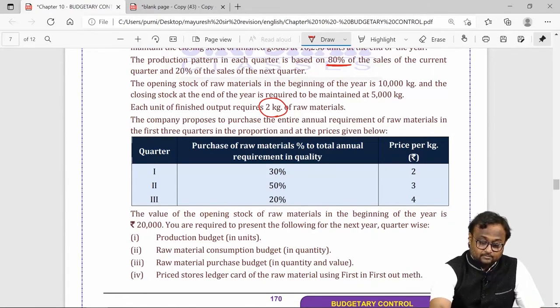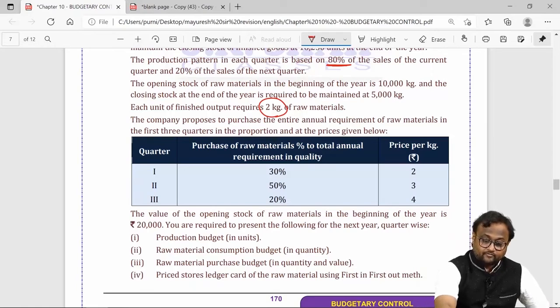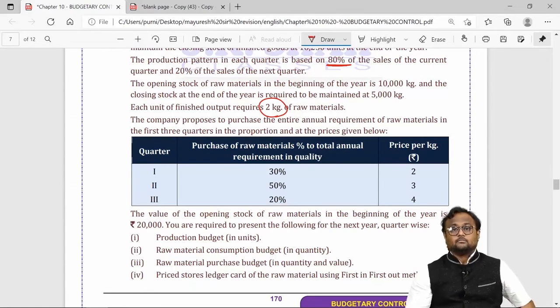Out of that, 30% in the first, 50% in the second, 20% in the third. You will get the quantity to be purchased in the first 3 quarters. Multiplied by 2, 3, 4, it will give you the total cost of purchase. It's that simple.